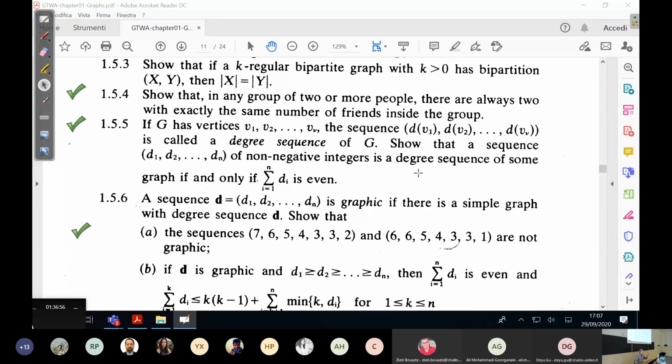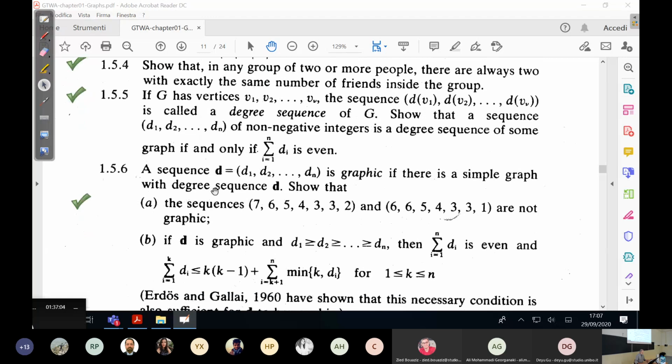Now we can reason with what you are saying on the following problem. A sequence D1, D2, ..., Dn is said to be graphic if there is a simple graph with degree sequence D. Show that these sequences are not graphic. I'm pretty sure that you solved it.